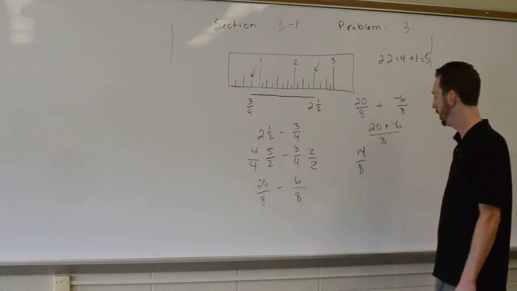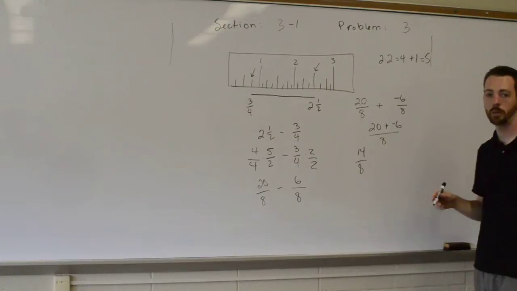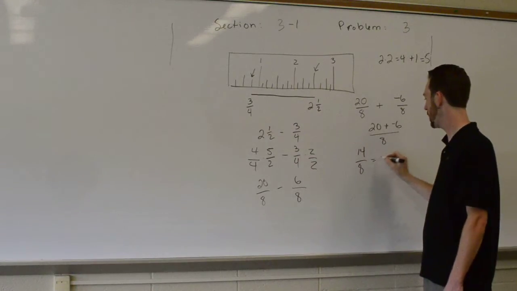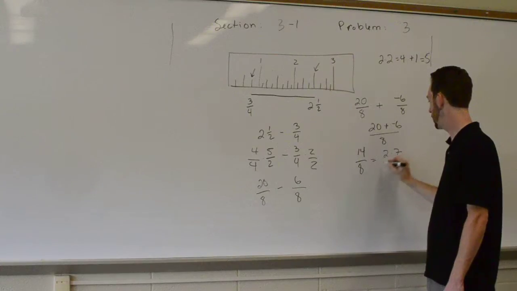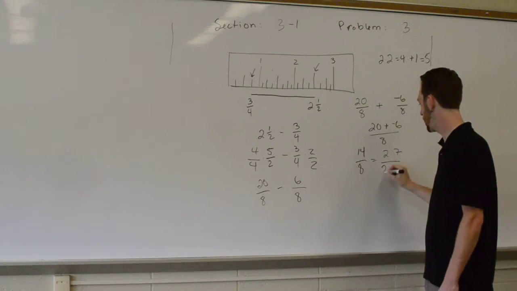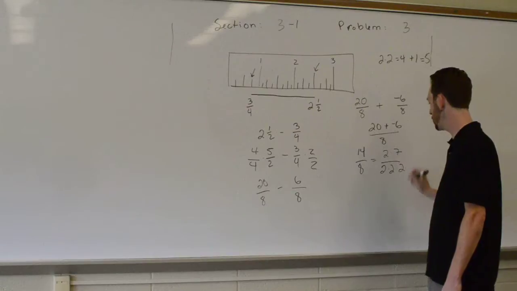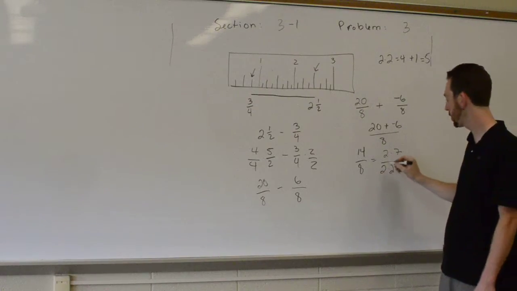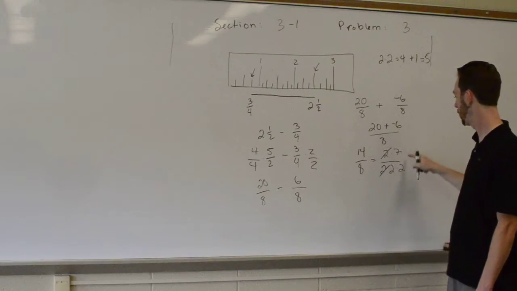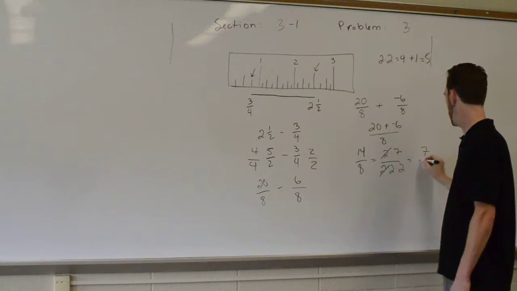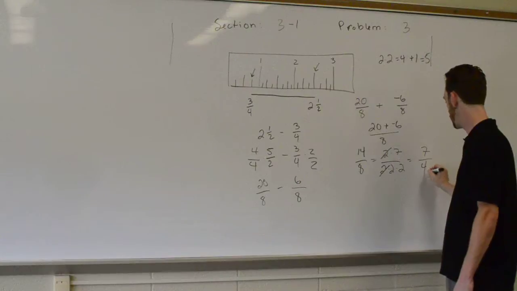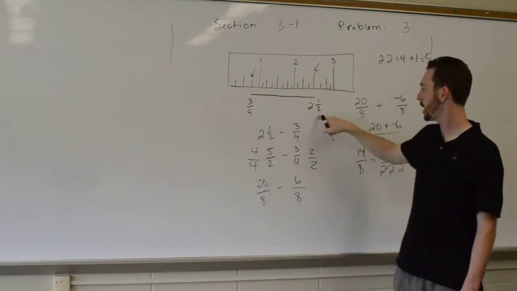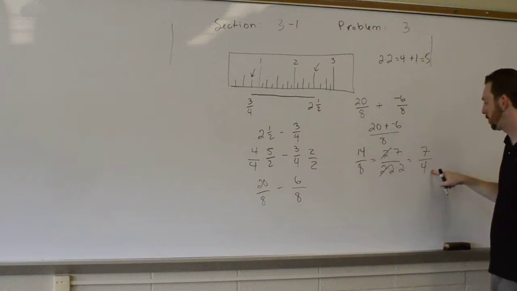14/8. Now lastly, with every one of these problems, we need to reduce. So we prime factor 14, we get 2 times 7. We prime factor 8, we get 2 times 2 times 2. We have a pair of 2's that exist in both the numerator and the denominator, so those can be canceled out. So we're left with 7/2 times 2, which is 4. So the length of this line that starts at 3/4 and goes to 2.5 is 7/4.